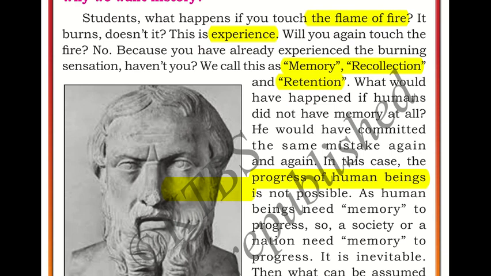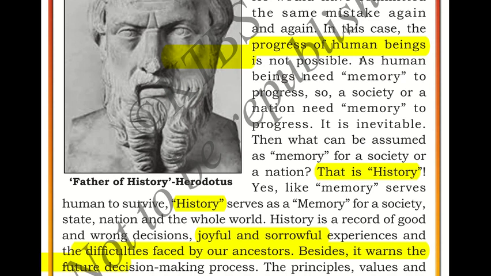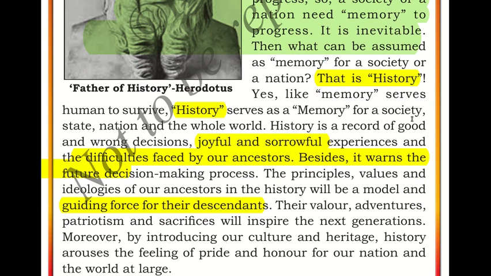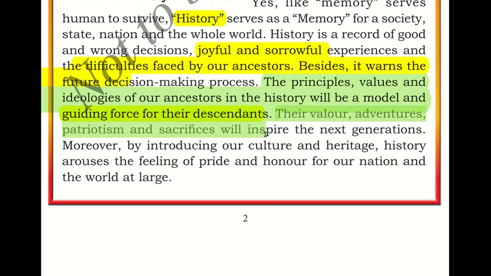Next, we can also add a point about our experience. Let's add the point about human experience from here. As human beings need memory, the society and nation also needs memory. And it is inevitable. Okay, so up until here you can add the next pointers. Then you can mention that history is like the memory to a larger collective of people. And finally you can also add this point where history is the way to transfer the principles, values and ideologies to descendants. And you can also add the points about history being the mode to transfer or to know the valor, adventures, patriotism, and sacrifices of our ancestors.